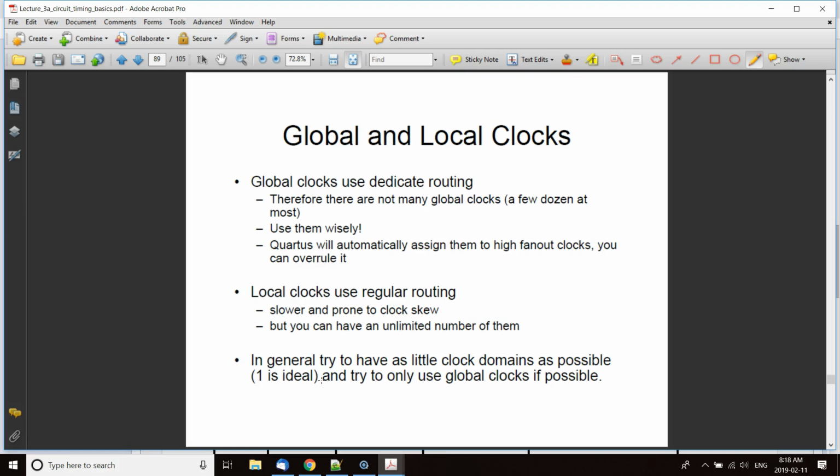The other type of clock is local clocks. Now, what local clocks are is they just go through the routing matrix, right? You have this routing matrix where all the data is routed. You can also route clocks through it, no problem. The only problem with that is, you're going through a bunch of those routing blocks, right?